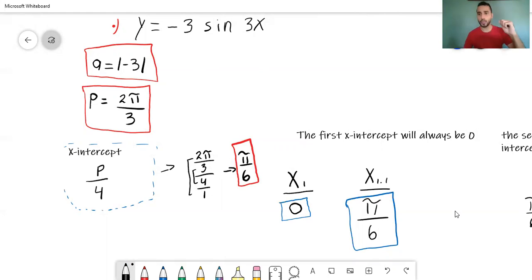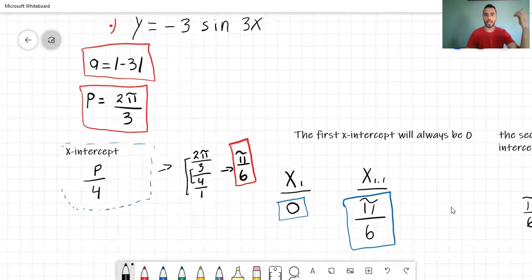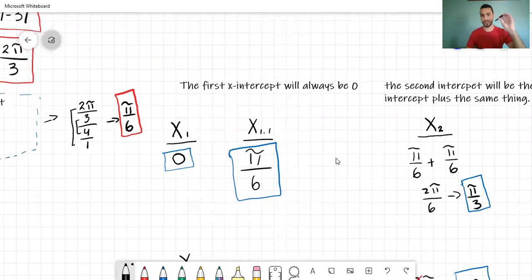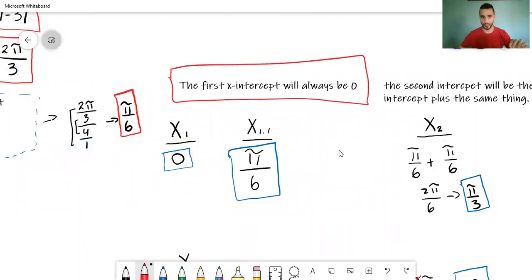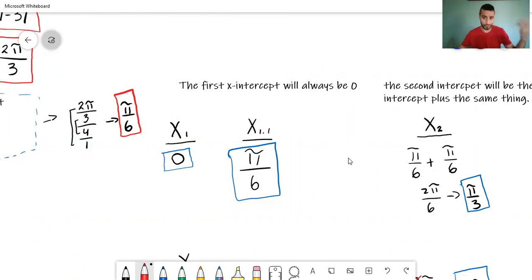Now, yesterday we were just talking about which ones were the x-intercepts. And I told you guys this, and I want you to start using this. I want you to remember that the first x-intercept will always be 0. In this particular exercise, the first x-intercept will always be 0. So x sub 1, which is the first x-intercept, is going to be 0. The x-intercepts, guys, are going to be highlighted in blue, so you see that those are the x-intercepts. So our first one is 0.